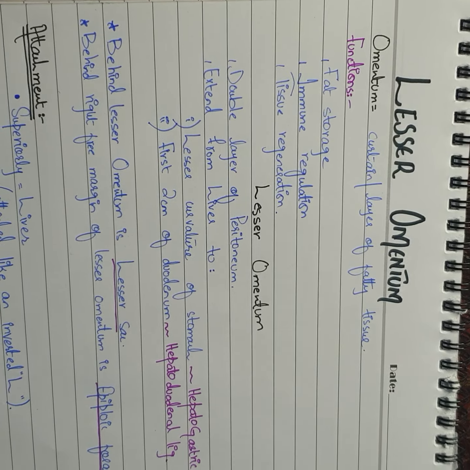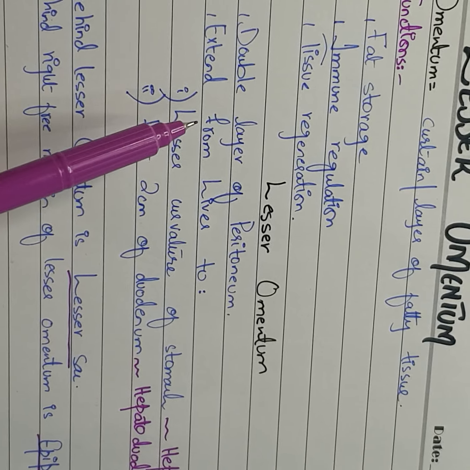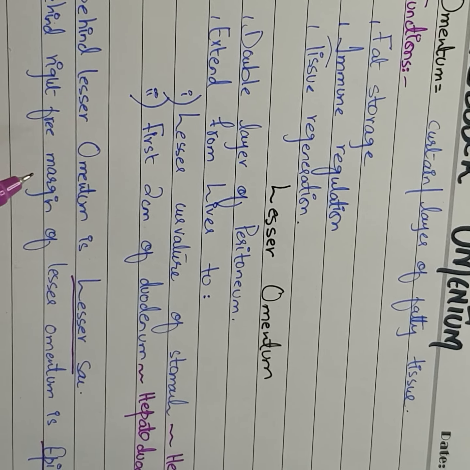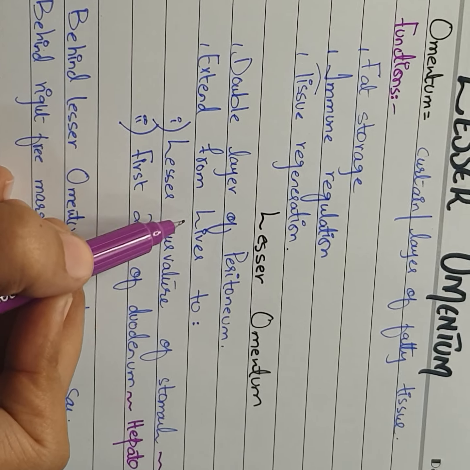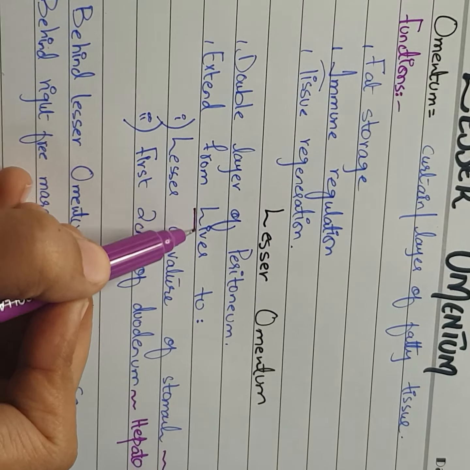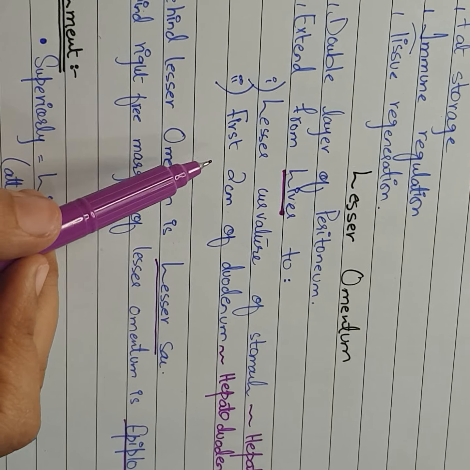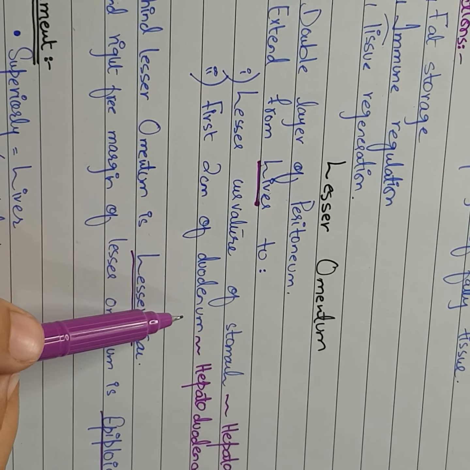Now talking about lesser omentum in particular, lesser omentum is a double layer of peritoneum. It is a double layer of peritoneum and it extends from the liver to two places. It extends from the liver to the lesser curvature of stomach and to the first 2 centimeter of duodenum.